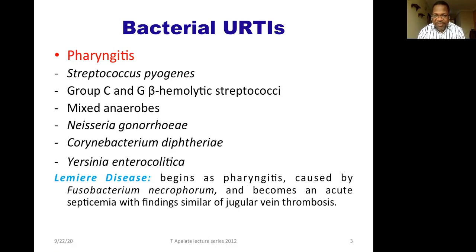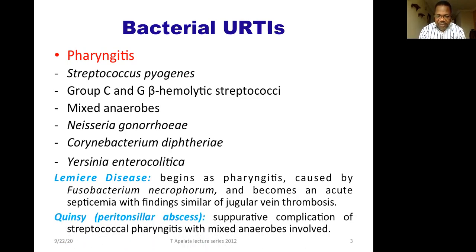Then we have a subset of bacterial pharyngitis that we call Lemierre disease. Lemierre disease begins as a pharyngitis. It's caused by Fusobacterium necrophorum, and after that, it becomes an acute septicemia with findings similar to jugular vein thrombosis. So we call that condition Lemierre disease.